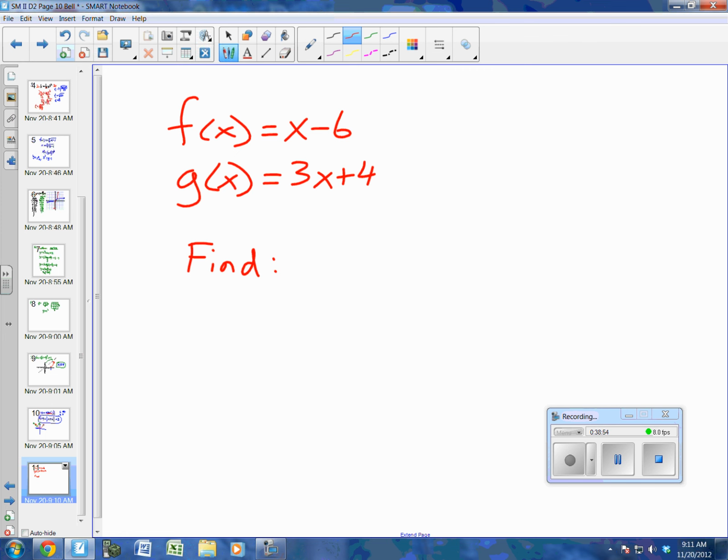Okay, I want you to find f plus g. And then remember, I will spin the spinner to see which person in the group gets it. But I want you guys to all do these together.